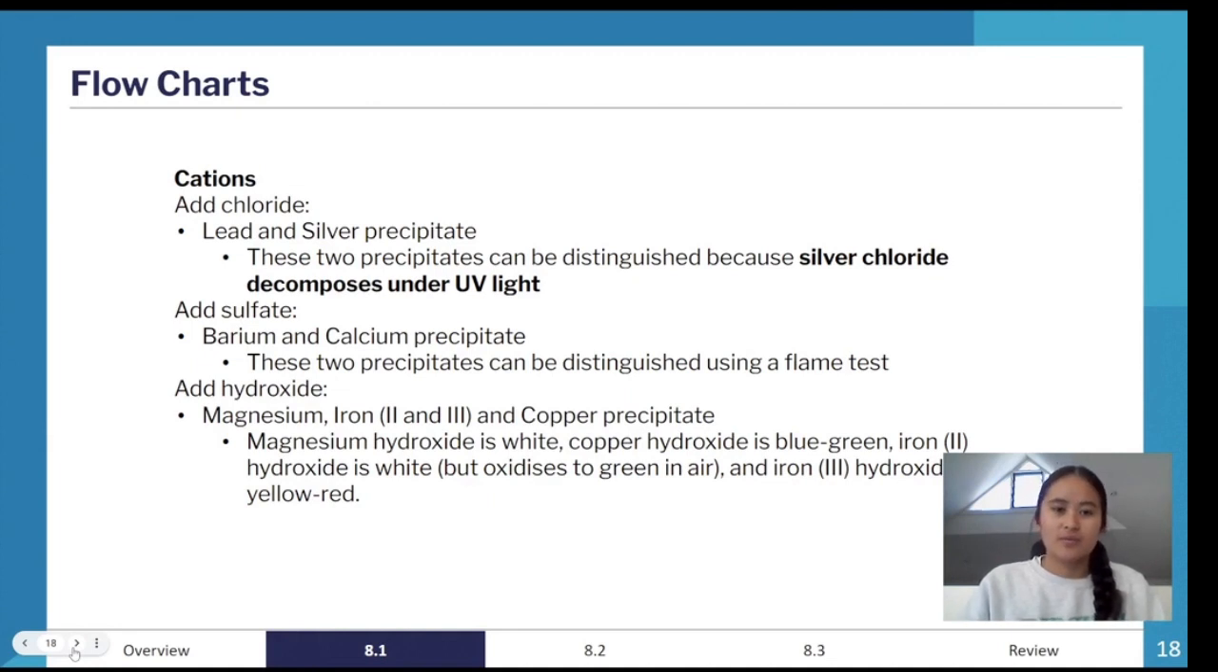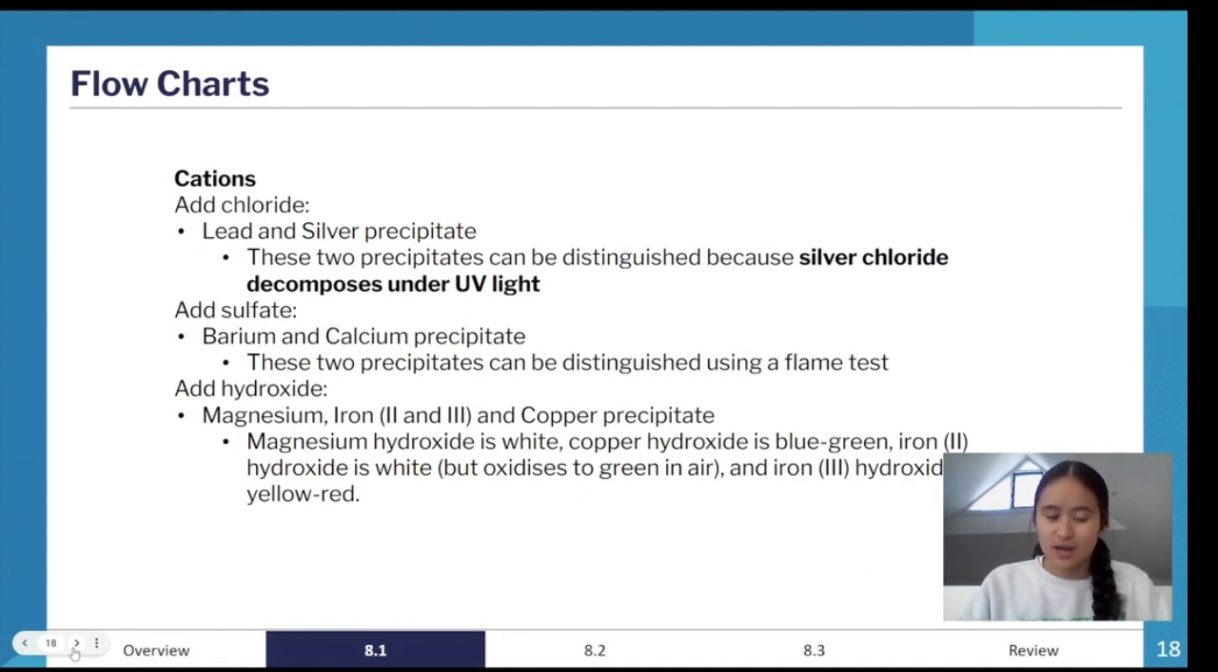So, for example, if you have 3 white precipitates, maybe all of them give a different color in the flame test. Stick them in a flame, and that'll give you your answer. So it's just those kinds of flowchart questions. Anyway, back to the slides.